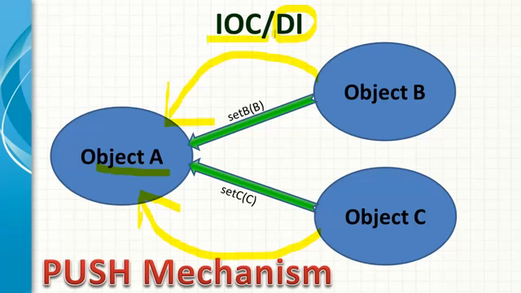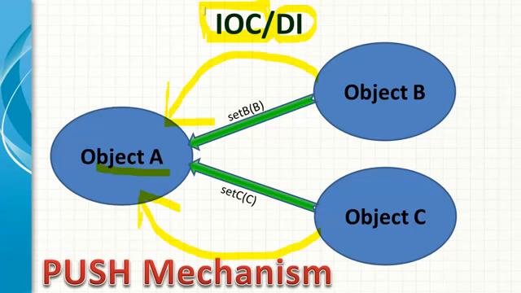And let's see the term IOC then. Inversion of control. Pull is what? I need it, I'll pull it. Who controls it? The needy controls it. My objects, my application controls what I need. Whatever I need, I'll create a new of it, or I'll go to factory and get it. Now the control is reversed.